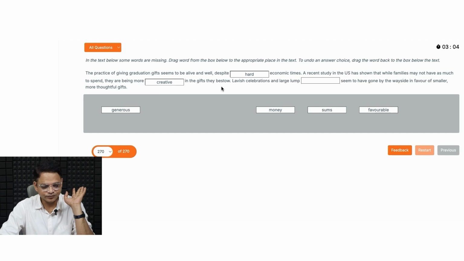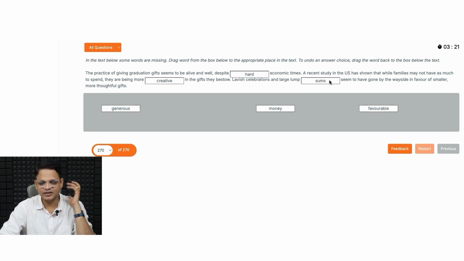Creative, right? And then the lavish celebrations and lump blank seem to have gone by the wayside. What is the collocation for lump? Lump generous, lump money, lump sums, lump favorable. Easy guess, what is it? Lump sums. So this is how we answer a question in fill in the blanks reading.